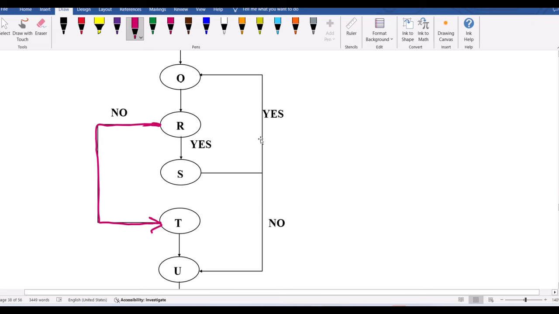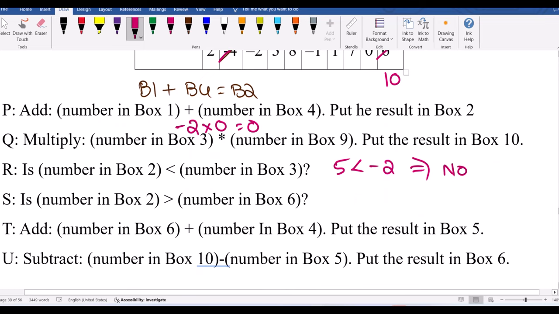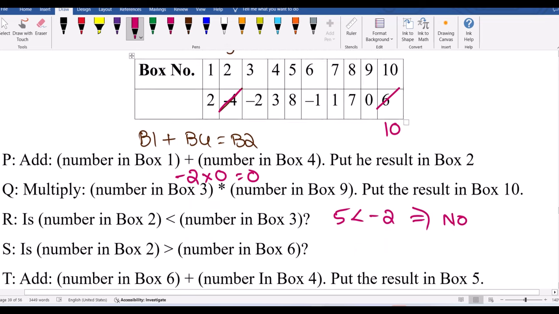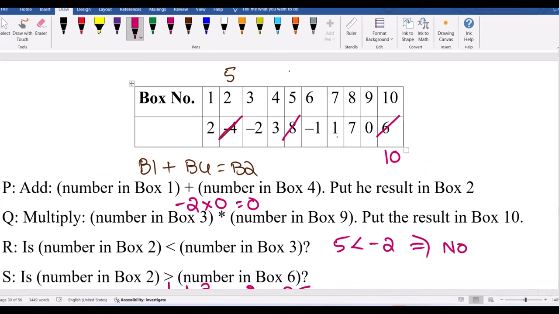If S is true, go for Q and repeat the process. If S is false, go for U. But here we already bypassed and went for T. What is the T step? Directly T. Add number in box 6, which is minus 1, and number in box 4, which is 3. The result is 2. Put that in box 5. Box 5 is updated. Okay.